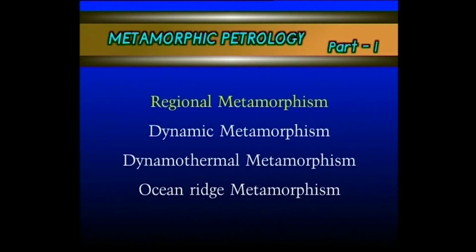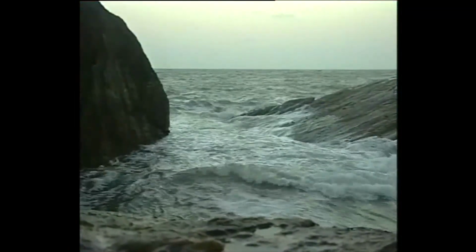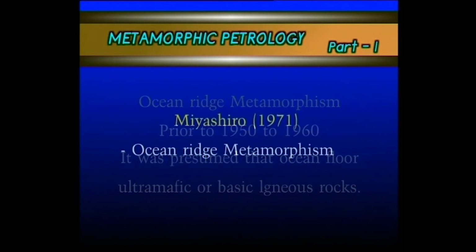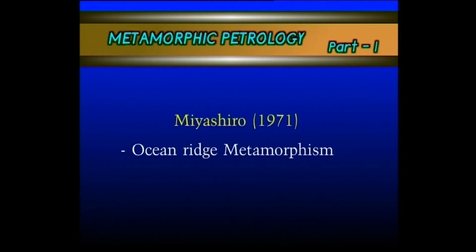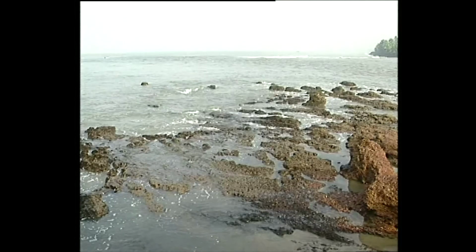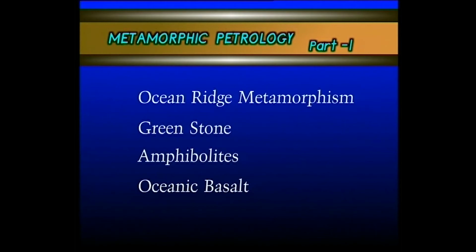And the third important factor, particularly for regional metamorphism, is dynamo-thermal metamorphism. As we already discussed, in the case of ocean ridge metamorphism, prior to the 60s and 70s, it was presumed that the ocean floor is normally ultramafic or basic igneous rocks. But after deep sea drilling, Miyashiro reported metamorphic rocks of basic composition along the ridges, particularly where thermal imprints are always there. Whatever basic or ultrabasic rocks are changed into metamorphic rocks. These metamorphic rocks are normally greenstone or amphibolites, equivalent to oceanic basalts.